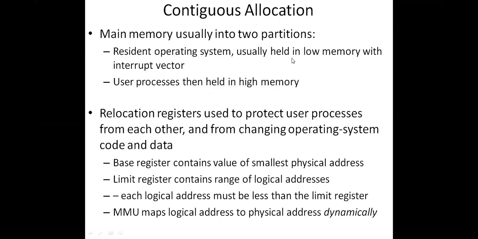Here one more word is there, that is interrupt vector. Usually held in low memory with the interrupt vector. What is an interrupt vector? I already told you when we talked about system calls. In the operating system memory, or kernel area, we have a system call vector table, right? That is called the interrupt vector here. So the main memory is divided into two parts. One part is for the operating system, the second part is for user processes, okay?